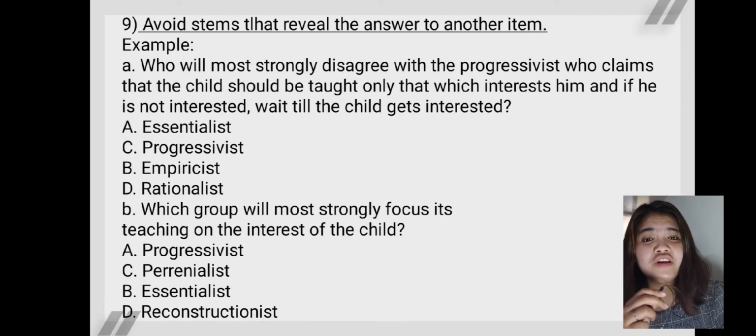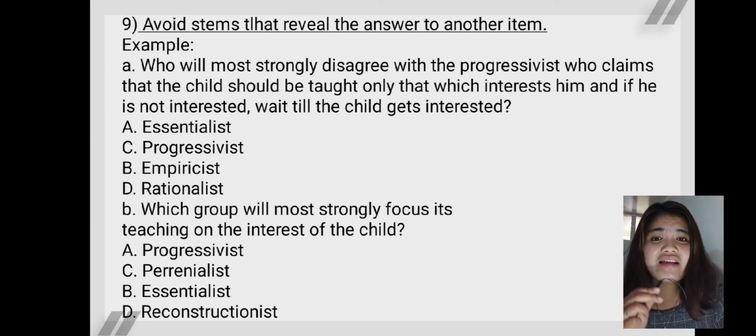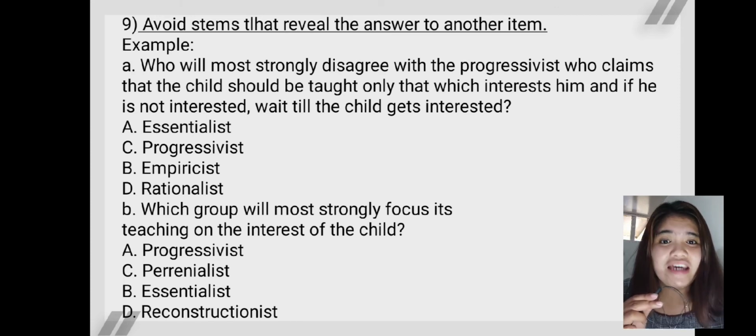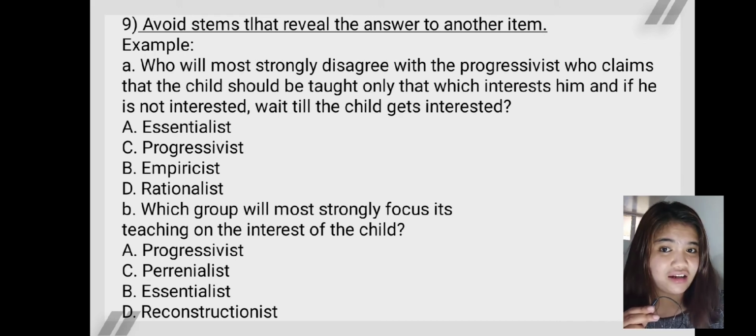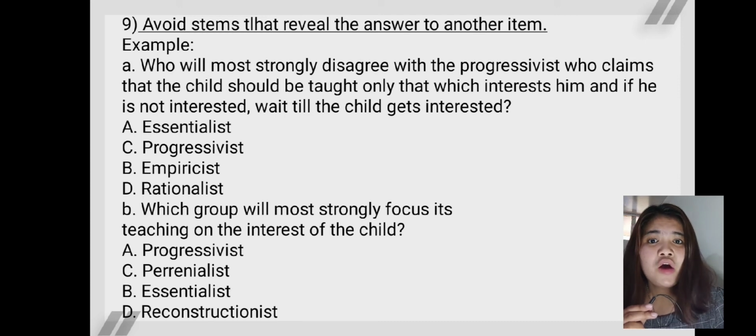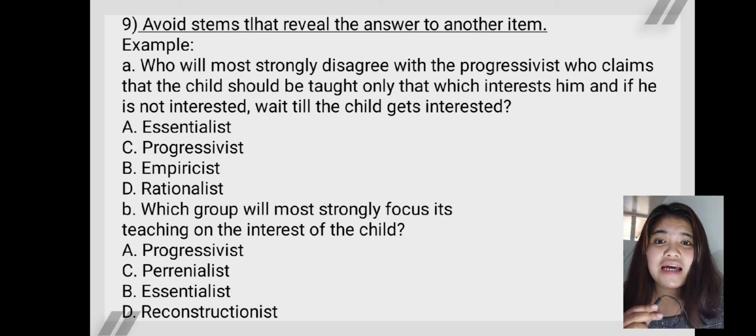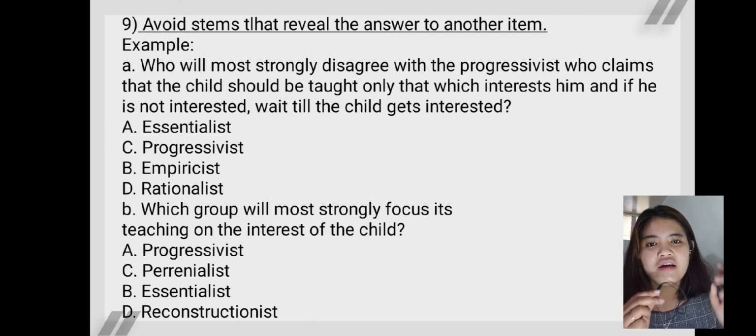Number 9. Avoid stems that reveal the answer to another item. Example: Who will most strongly disagree with the progressivist who claims that the child should be taught only that which interests him, and if he is not interested, wait till the child gets interested? A. Essentialist, B. Empiricist, C. Progressivist, D. Rationalist. And: Which group will most strongly focus its teaching on the interest of the child? A. Progressivist, B. Essentialist, C. Perennialist, D. Reconstructionist. One may arrive at a correct answer, letter B, by looking at the first item that gives the answer to the second. Right? So that is the point of number 9.